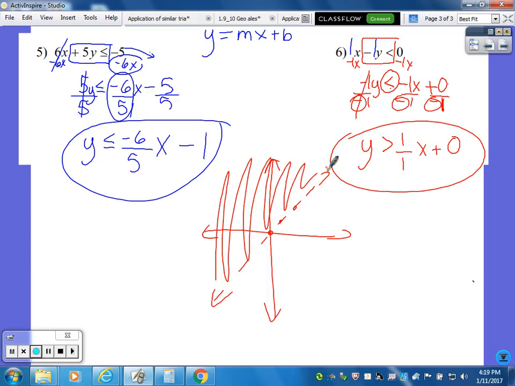But if you wanted to write this as simply as possible, the best answer would be to write y is greater than. Leave out your Ninja 1, just write x. Leave out that because it's the identity, it doesn't add anything to it. So this is a good answer. This is the best answer. All right, we're done.